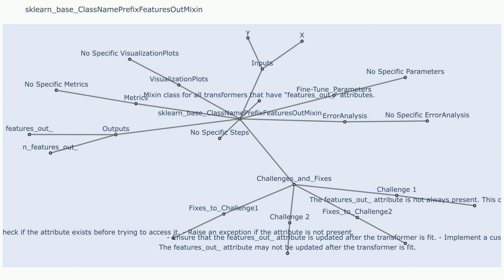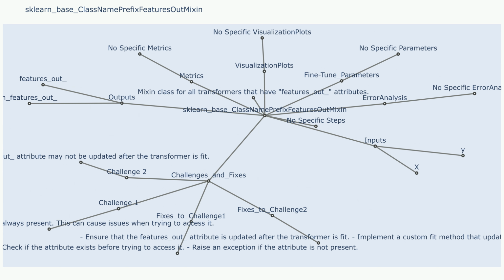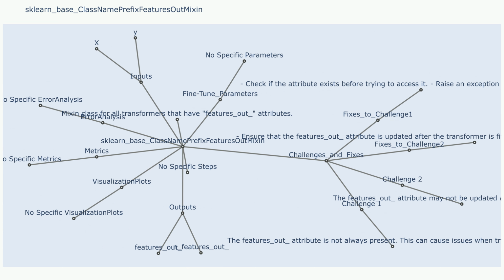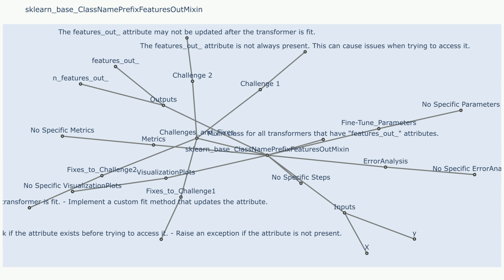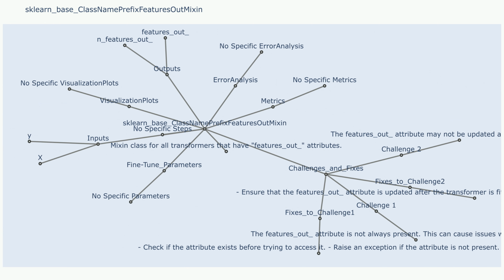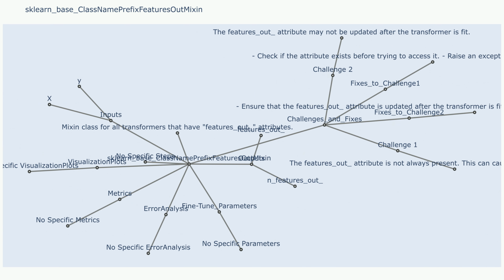Visualization plots. No specific visualization plots are associated with this mixin class. Fine-tune parameters. No specific parameters are associated with this mixin class. Uncertainty methods. No specific uncertainty methods are associated with this mixin class. Challenges and fixes. Challenge 1: none. Challenge 2: none.